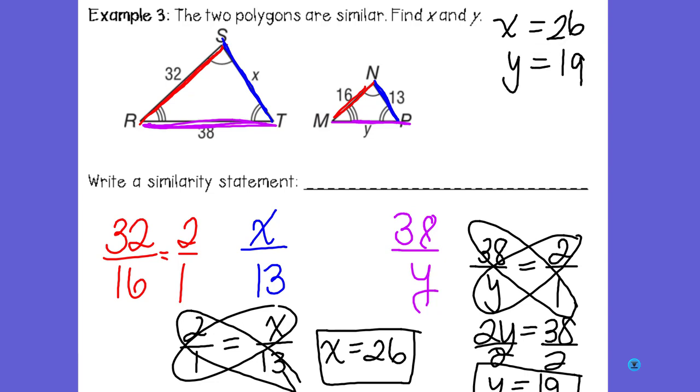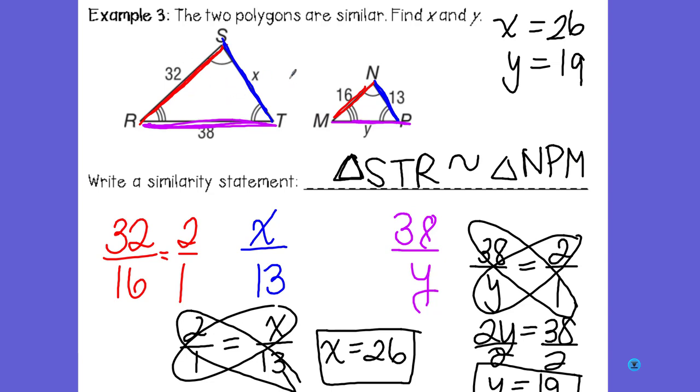And then we want to write a similarity statement. Triangle STR. It didn't really matter what order I put the letters in the first triangle as long as they correspond with the right parts in the second triangle. Triangle STR, it's a really ugly triangle, is similar to triangle: S corresponds with N, T corresponds with P, and R corresponds with M. So you could rearrange these letters as long as these corresponded.